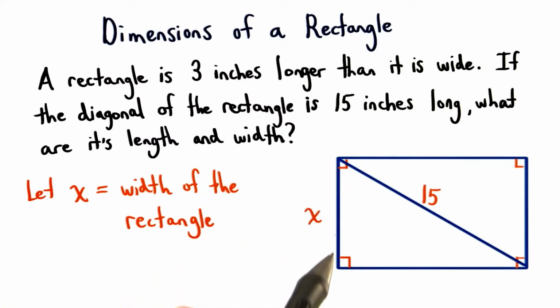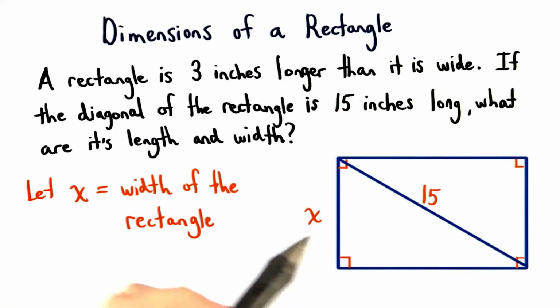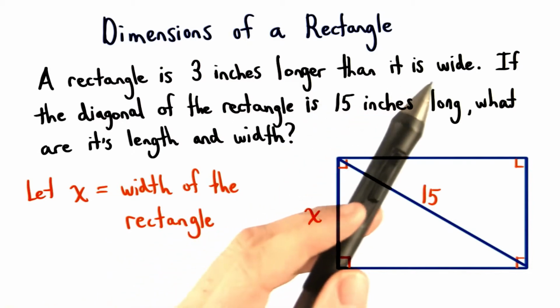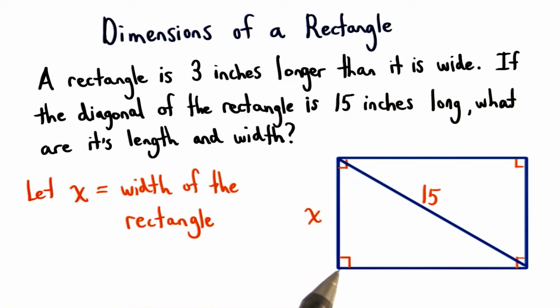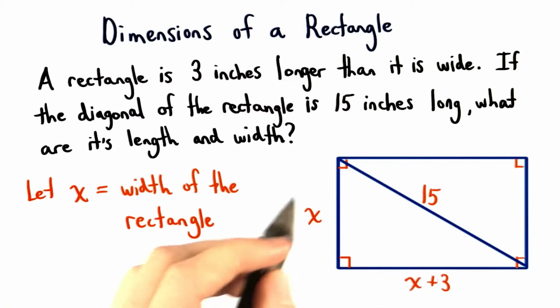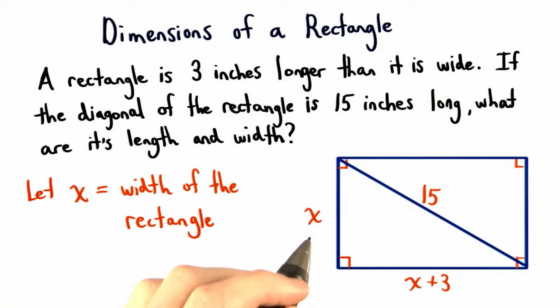We'll let the width of the rectangle be x, since we know the length is 3 inches longer than the width. This means that the length must be x plus 3. Here again is another case where we're using algebra to relate two things. We have one unknown, which is the width, and we're relating it to the length, since the length is 3 inches longer than the width.